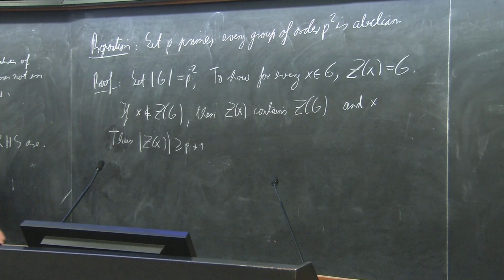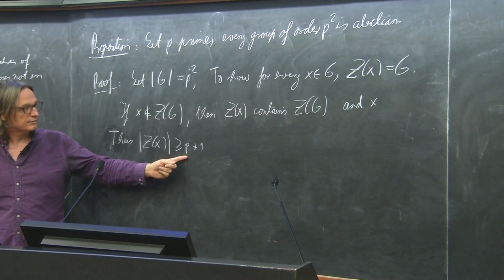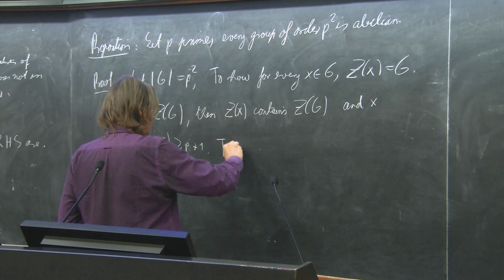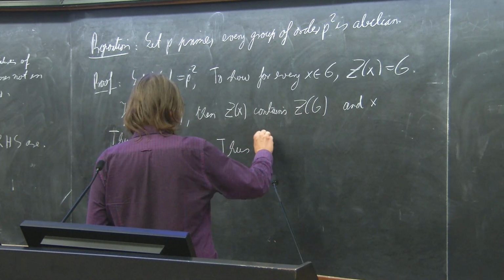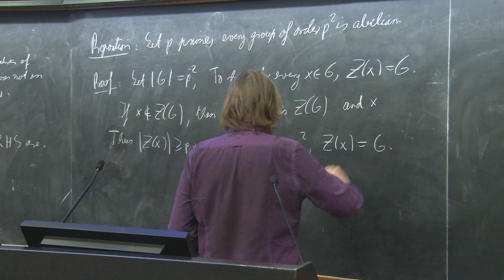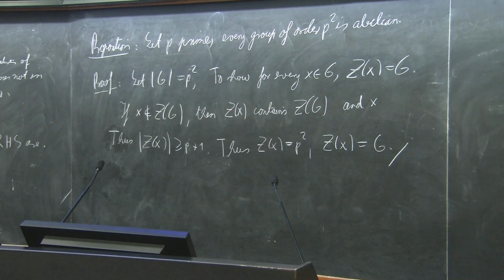But the centralizer is a subgroup of G, so its number of elements is a divisor of the number of elements of G. So the only divisor which is bigger or equal to p plus 1 of p squared is p squared. So thus C of X is equal to G. Okay, so this was for the moment what I wanted to say about group actions. We will come back to it later.